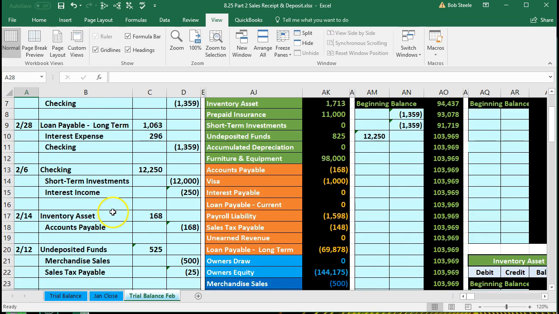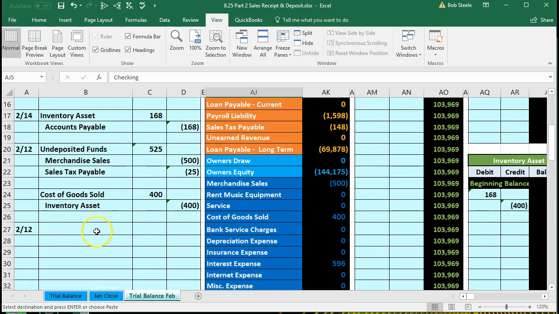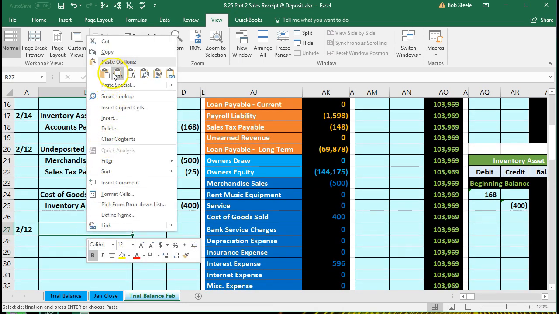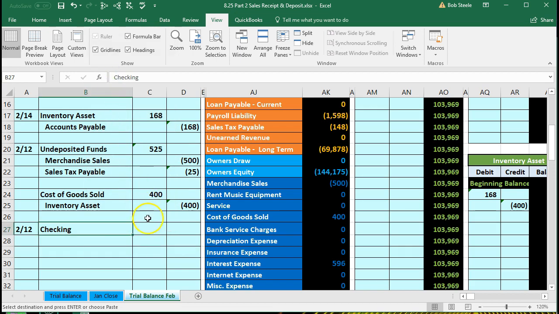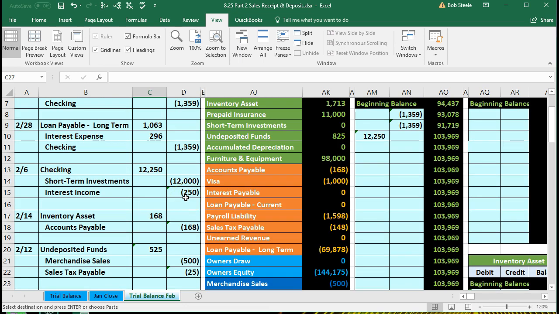And we're going to copy the checking account. So I'm going to copy the checking account, right click and copy. We will then have that as our first account in B27, right click and paste 123. We're going to put the entire amount there. Last time we collected the 525, but we're going to say that there were prior transactions in the undeposited funds, and if we look at the undeposited funds, we have a total of 825 there.